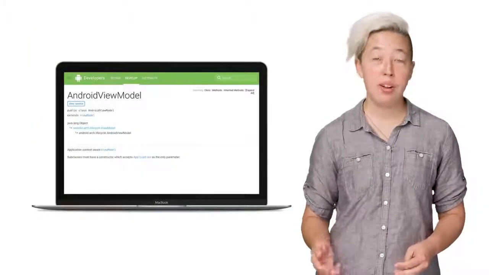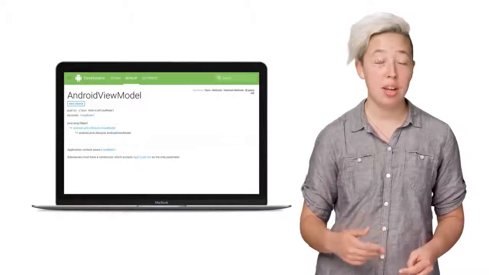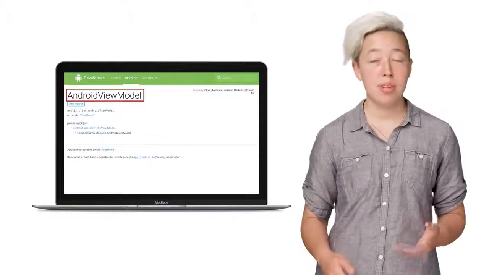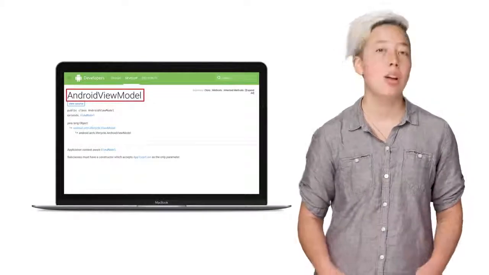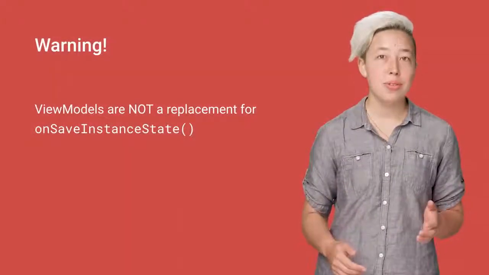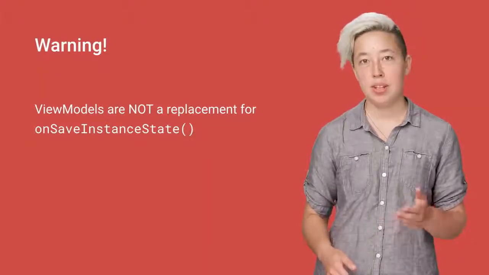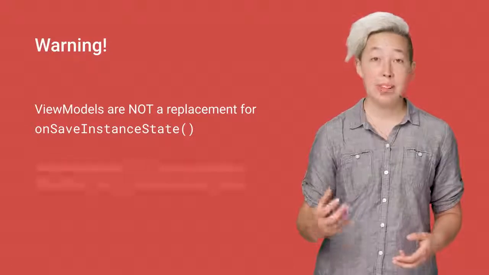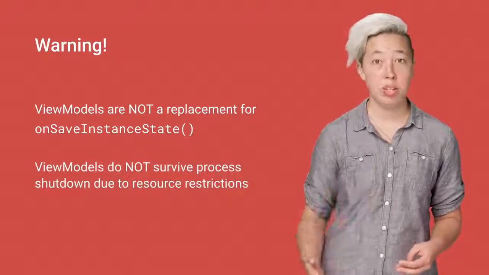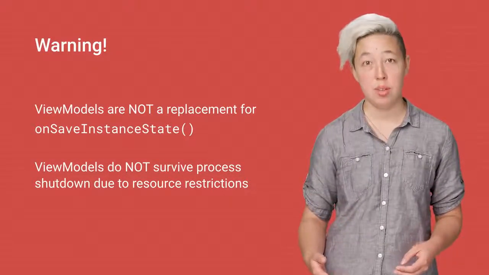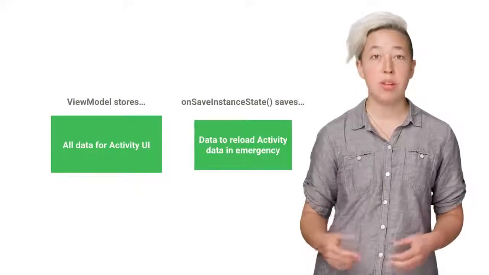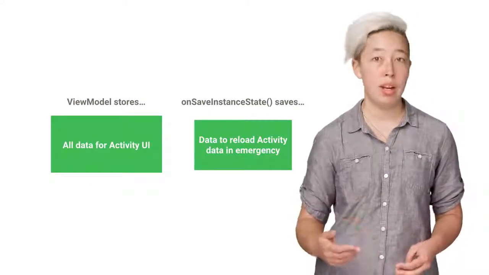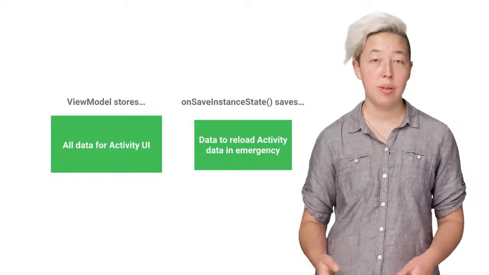Now, if on the other hand you find yourself needing an application context, you can use the AndroidViewModel subclass. This includes a reference to the application for you to use. Okay, one more warning. ViewModels are not a replacement for onSaveInstanceState. Now, as I said, ViewModels survive configuration changes, but that doesn't mean that they survive a process-related shutdown due to resource restrictions. So make sure to use your ViewModels to store as much UI data as possible, so that you don't need to reload or regenerate that data during a configuration change.